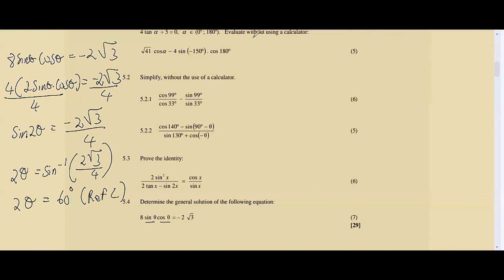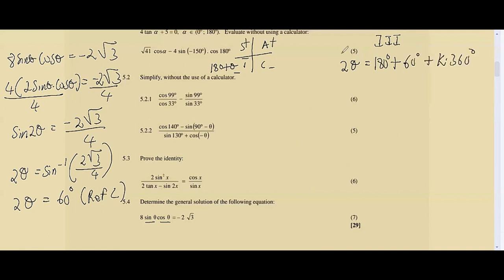So, using your CAST diagram, we know that sine is positive in the second and first quadrants. That means it is negative in the third and the fourth. So let's find the solutions in the third quadrant. In the third quadrant, our reduction formula is 180 plus theta. So this will be 2 theta is equal to 180 degrees plus our reference angle of 60 degrees, then plus k 360 degrees. Note that this 2 theta here is still the same.